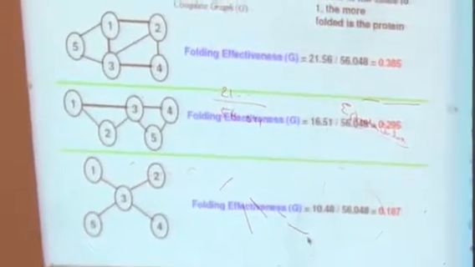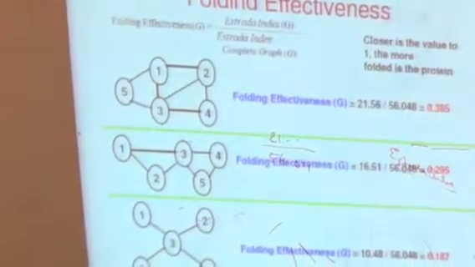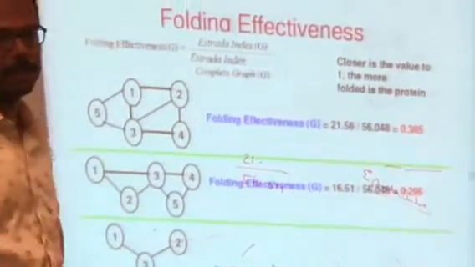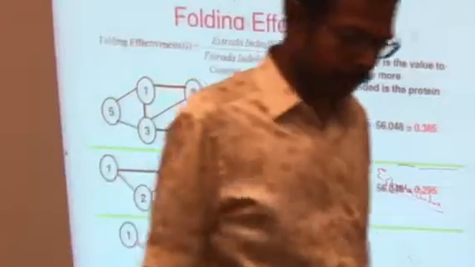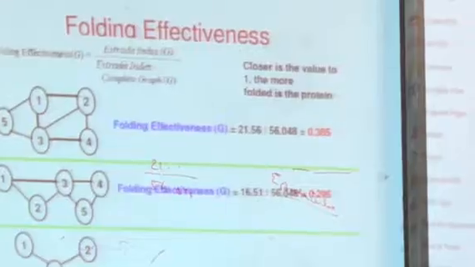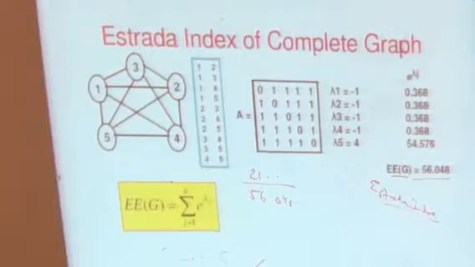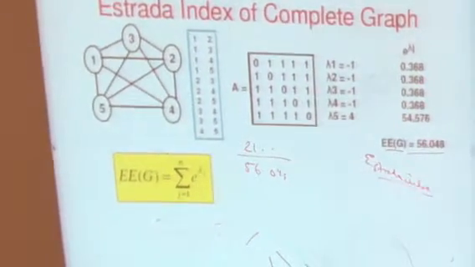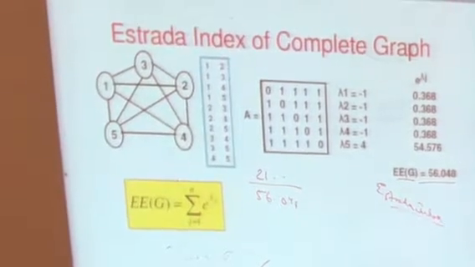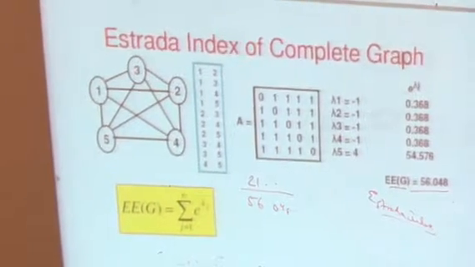Sir, I know the numerator value, but what is the denominator value? The denominator is the Estrada index for a complete graph. Remember I just showed you that in a complete graph every vertex is connected to every other vertex. So just repeat the process for this complete graph. You'll get all the 5 eigenvalues for this complete graph, find e to the power of them and sum them up. That will be the largest sum.